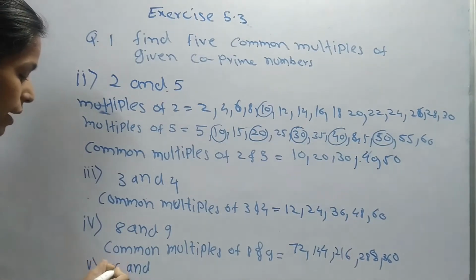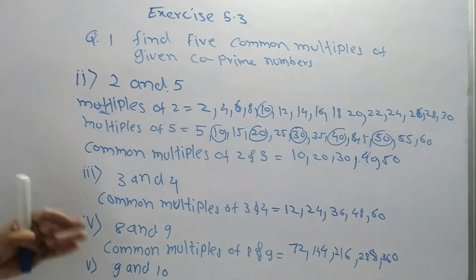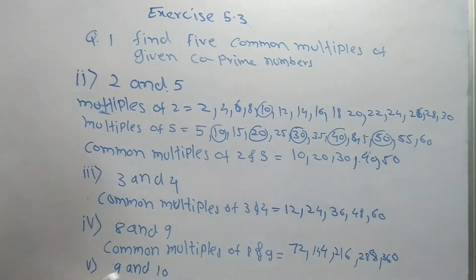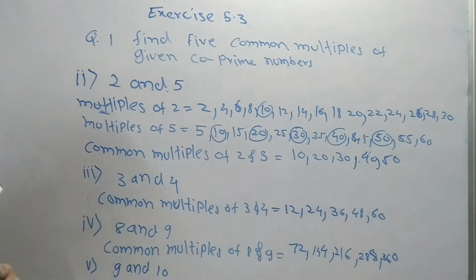8, 9 and 10. What will be the common multiples of 9 and 10? We know that 9 and 10 are co-prime numbers. So 9 tens are 90, which is the first common multiple of 9 and 10. And the further multiples will be 90, then 180, 270, 360 and 450. Okay.